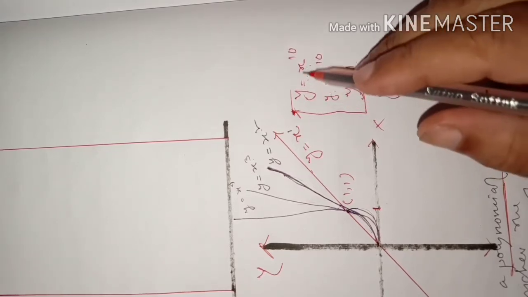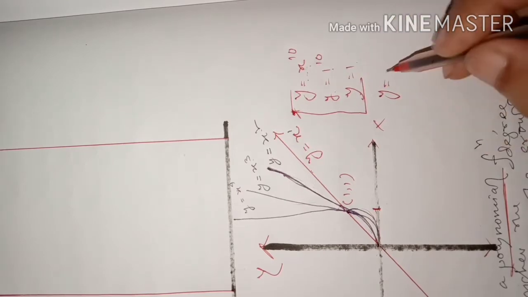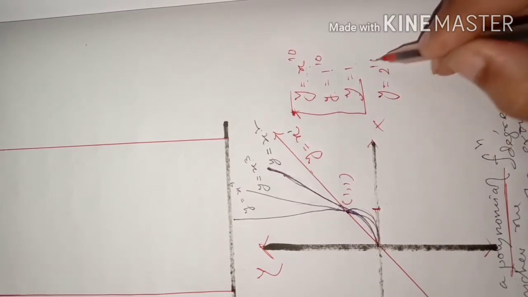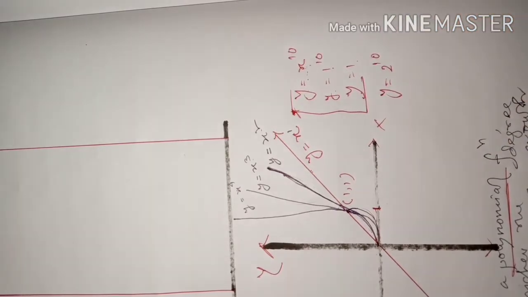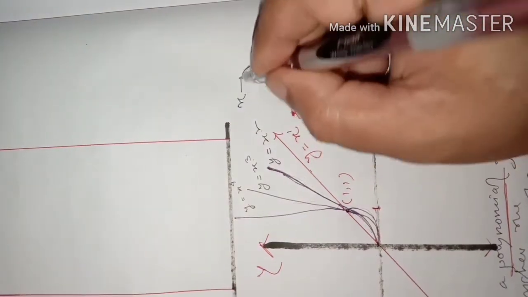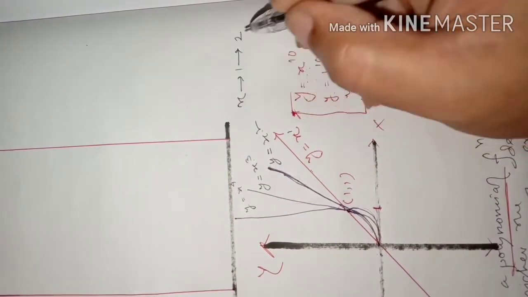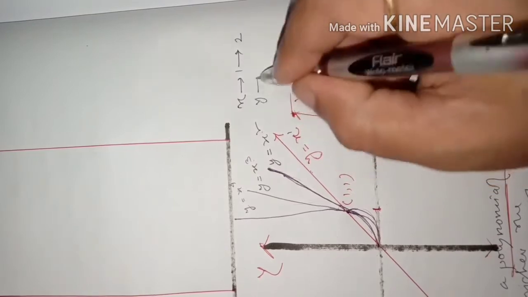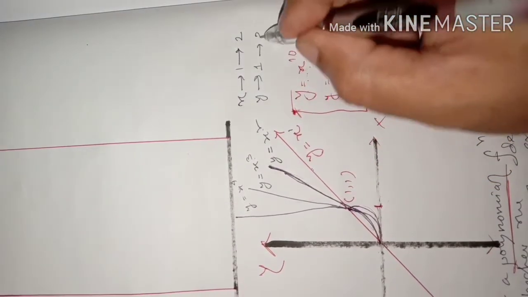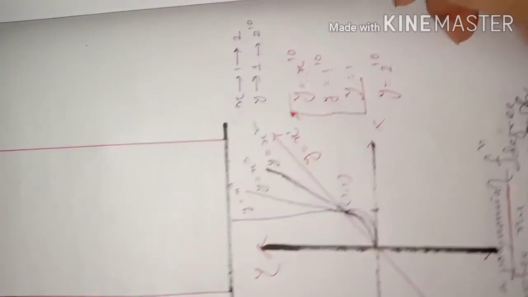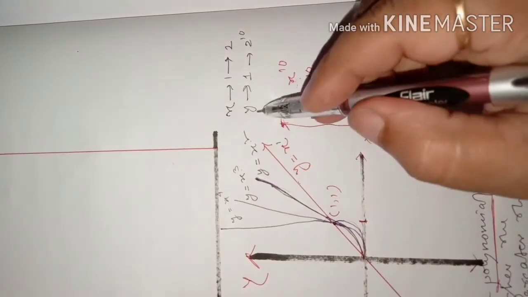But if y equals 2, x equals 2, then it will be 2 to the power of 10. That means when x is changed from 1 to 2, then y is changed from 1 to 2 to the power of 10.